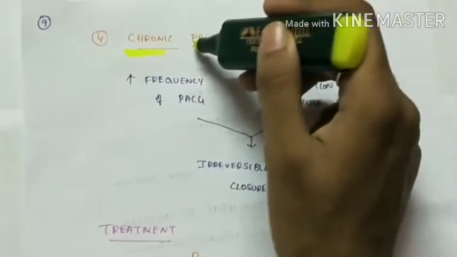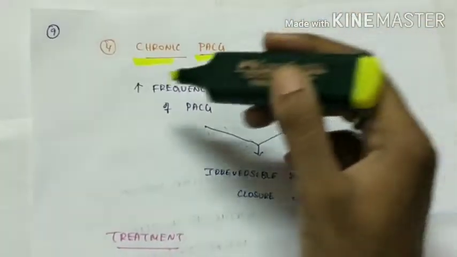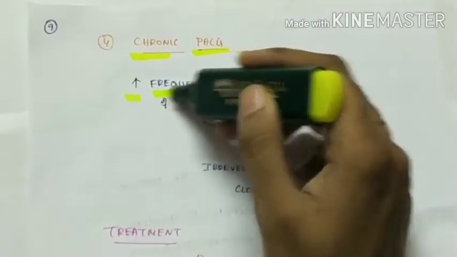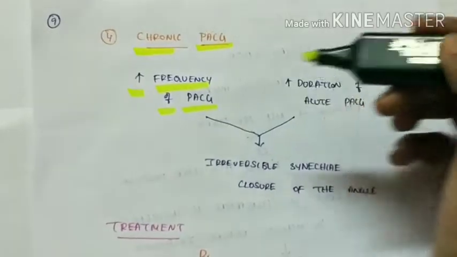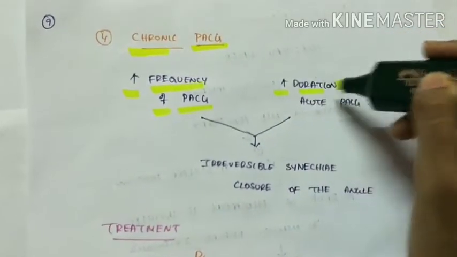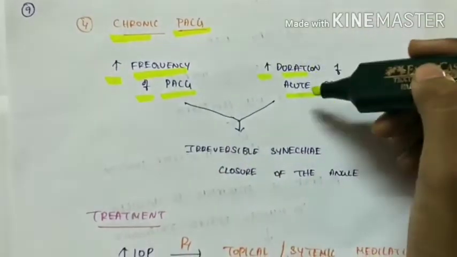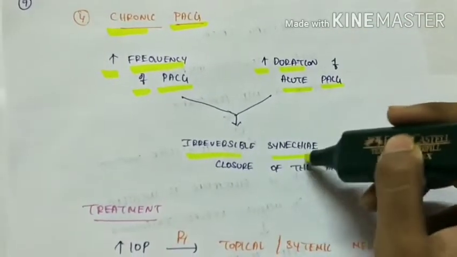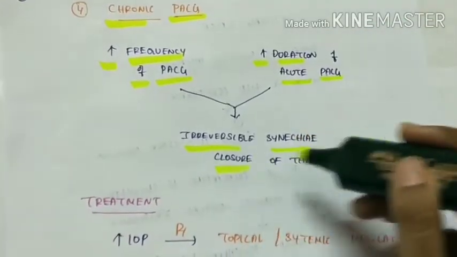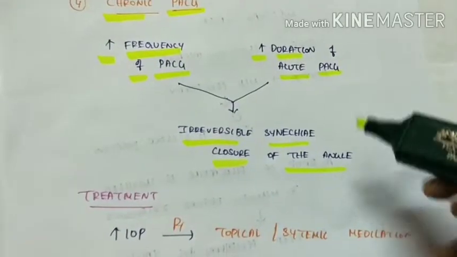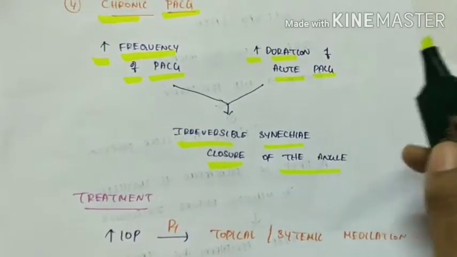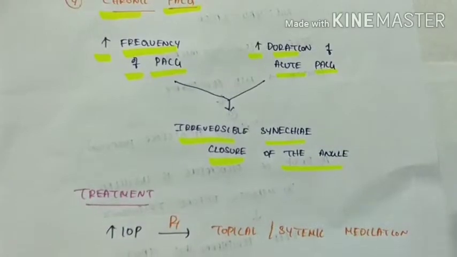The fourth is chronic primary angle closure glaucoma. This is due to either increased frequency of primary angle closure glaucoma attacks or increased duration of acute primary angle closure glaucoma. These two lead to irreversible synechiae formation and closure of the angle. This is called chronic primary angle closure glaucoma.